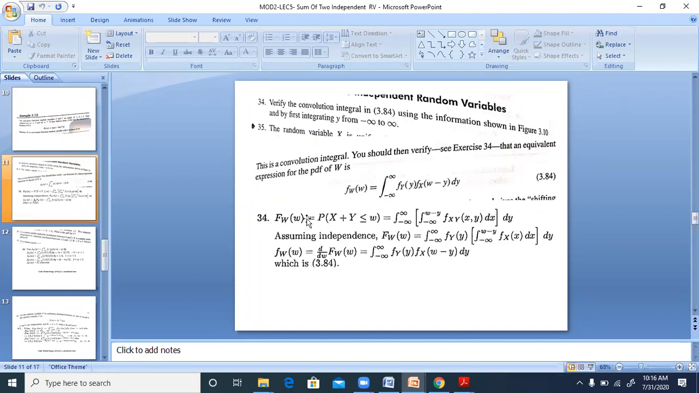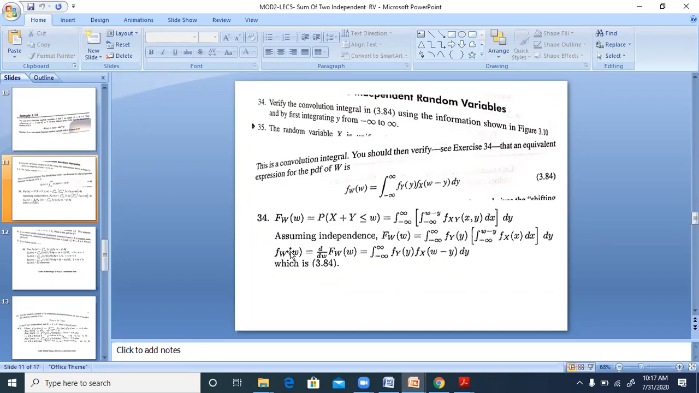And for this convolution integral, we can try to write over here F of w is equal to P of x plus y less than w. This quantity has to be written. And that will be the integral from minus infinity to infinity, and minus infinity to w minus y, of f of x comma y, dx and dy. So if you assume the independence, then you can separate these two quantities, that is, this is equal to f of x multiplied by f of y. Then you can separate them out, right?